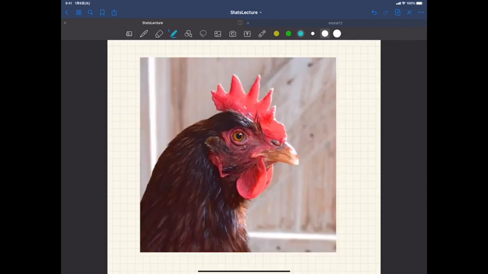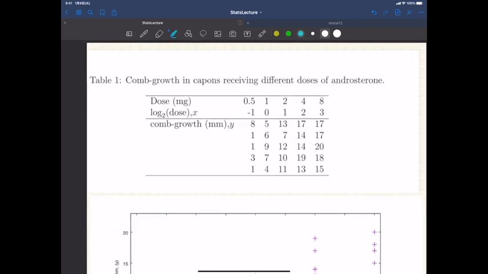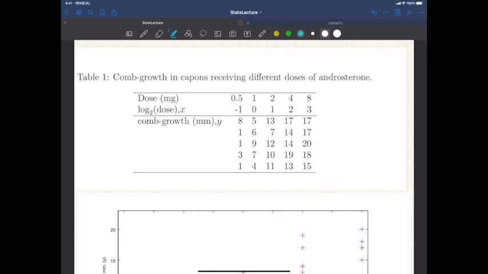Now let's look at some real examples. This is a chicken, and this part is called the comb of the chicken. So here's our data: comb growth in capons, so capons means chickens, receiving different doses of androsterone. This is a kind of hormone.